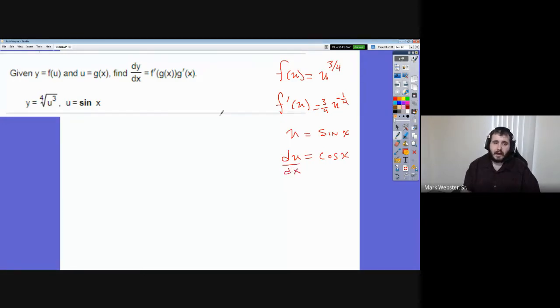So from here, again, all we have to do is write out our answer, f prime of u times du dx. Well, what is that? That's 3/4 u to the negative 1/4 times the cosine of x. Now all we have to do is put u back in, which is sine.